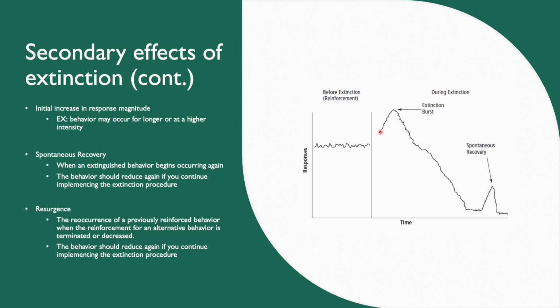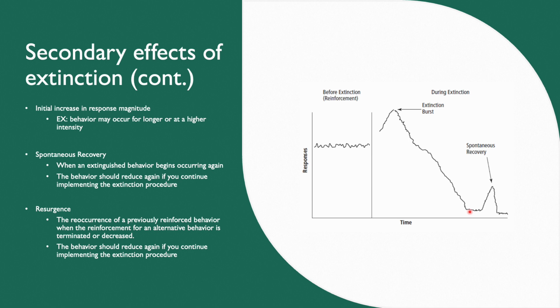So we begin implementing the extinction procedure and we see our extinction burst, okay? Very likely here we had some response variability, possibly an increase in response magnitude, possibly some extinction-induced aggression or extinction-induced emotional outbursts, okay? Those are all possible during extinction bursts. And then what we typically and traditionally see is that after the behavior has worsened, we see the improvement. So the behavior will go down to 0, okay? So here we see that the behavior has reduced.